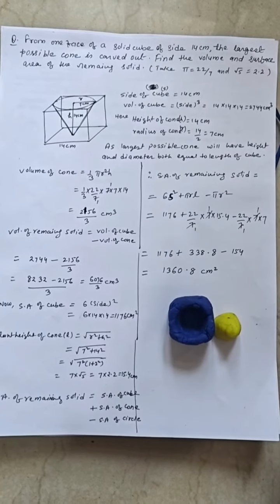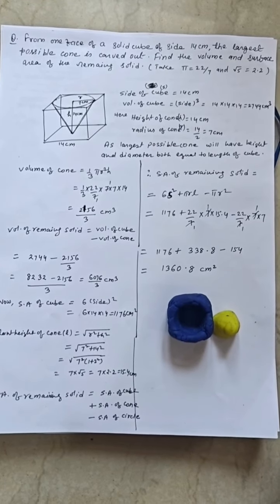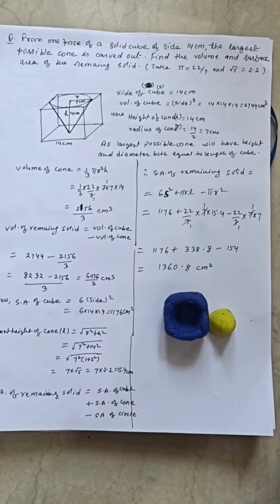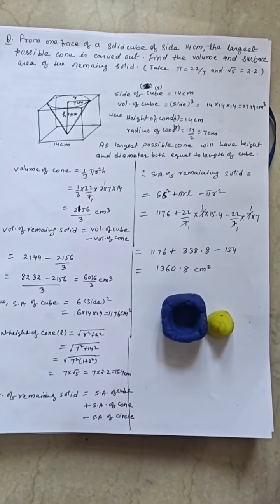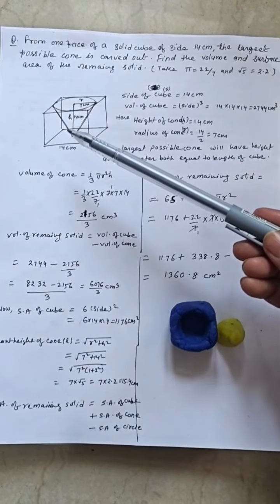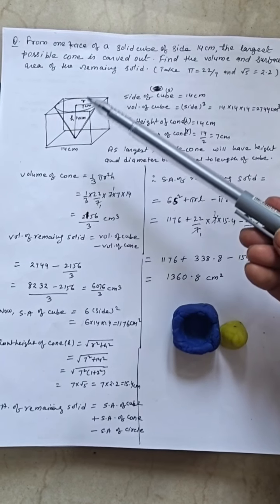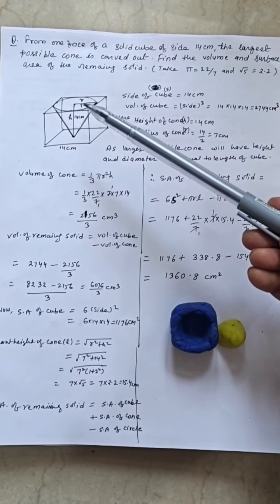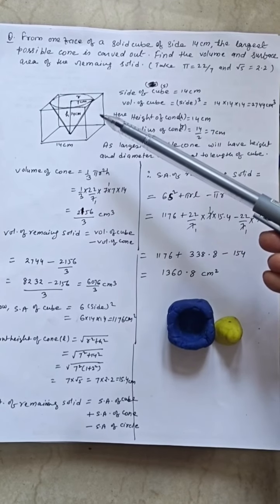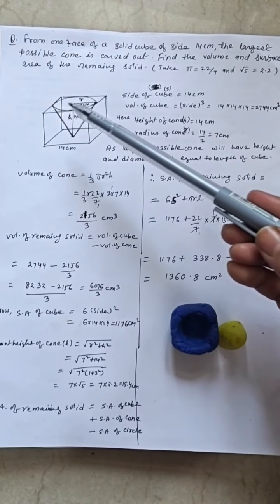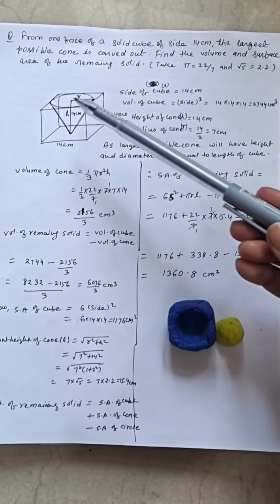Now the question is: from one face of a solid cube of side 14 cm, the largest possible cone is carved out. Find the volume and surface area of the remaining solid. So this is the situation over here. There is a cube, and from it you have to take out this cone. Clearly, if it is the largest possible cone, then its height will be the same as the height of the cube and its diameter will be the same as the length of the cube.